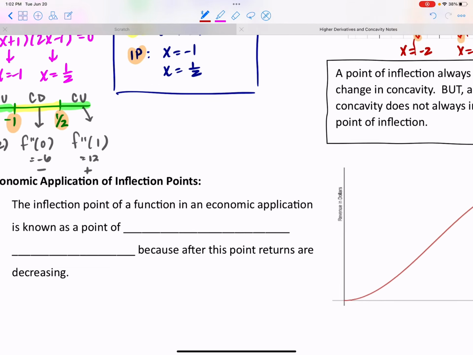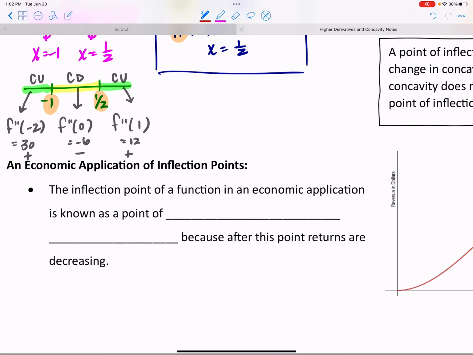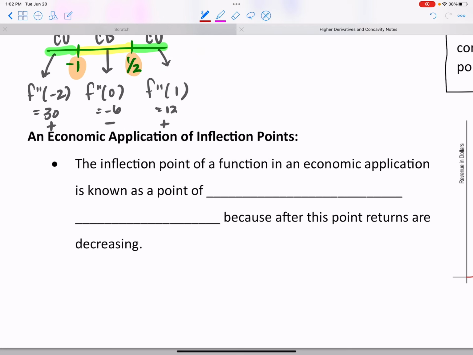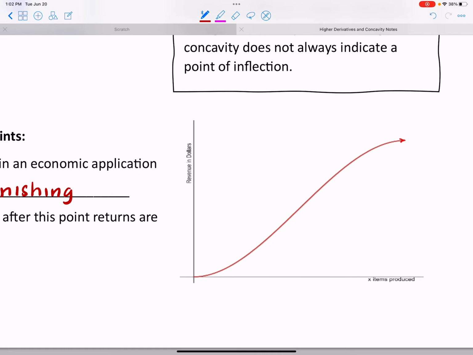Now, one application of an inflection point comes in economics. An inflection point of a function in an economic application is known as a point of diminishing returns. A point of diminishing returns, because it is a point in which your returns start to decrease. Let me show you with an example here.